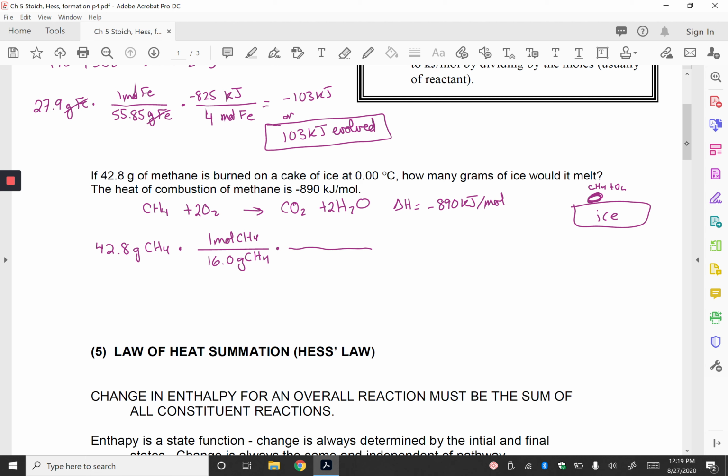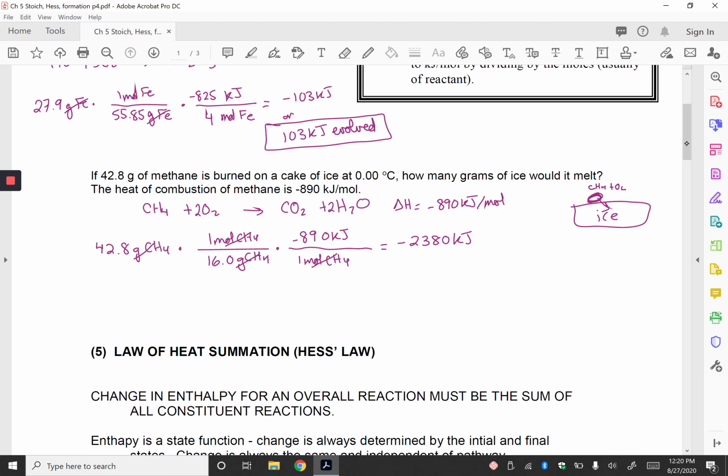And then I'm going to say negative 890 kilojoules for, in this case, just 1 mole, because the coefficient here is 1, for 1 mole of methane. So that cancels, and I get negative 2,380 kilojoules. Okay, this is how much is released for the 42.8 grams of methane. That's how much heat is transferred to my ice.